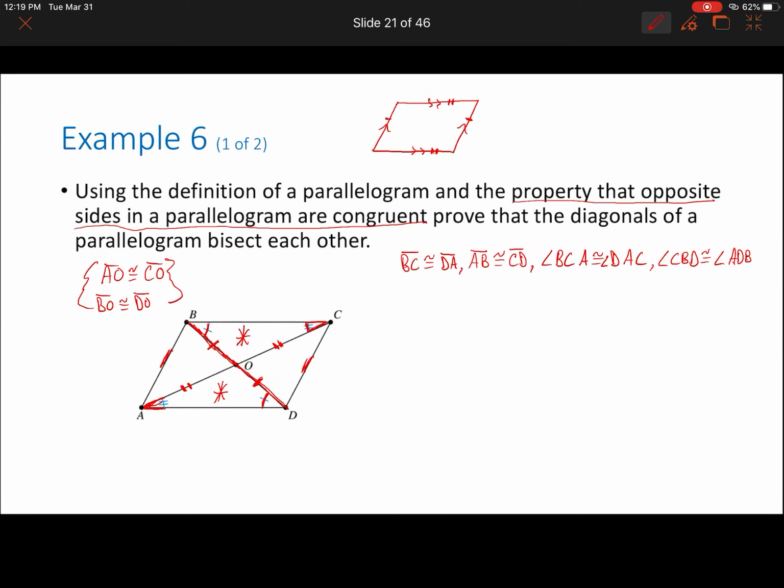Well, if I can show that this triangle at the top is congruent to this triangle at the bottom, then I can show that AO and CO are the same. And I could also show that DO and BO are the same. So do we have enough to show that those two triangles are congruent? Well, yeah, we do.